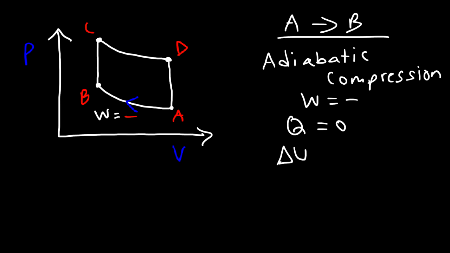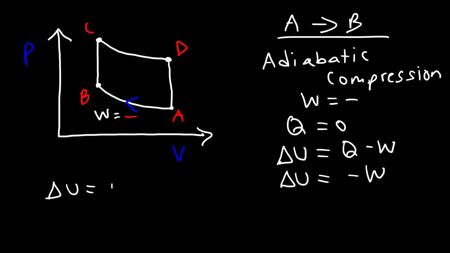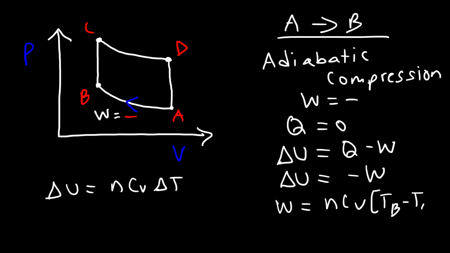Now the change in the internal energy of the system is Q minus W. And since Q is 0, delta U is equal to negative W. And delta U is always equal to nCv delta T. So W in this example is nCv delta T. Now, since we're going from A to B, the change in temperature is going to be the temperature at B minus the initial temperature at A. And let's not forget the negative sign.